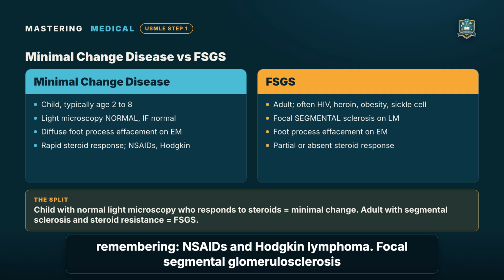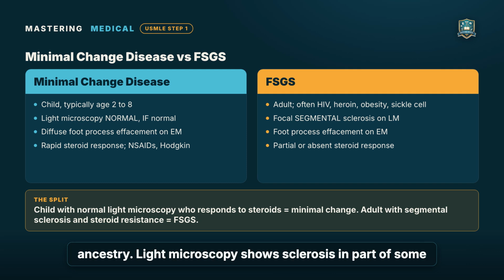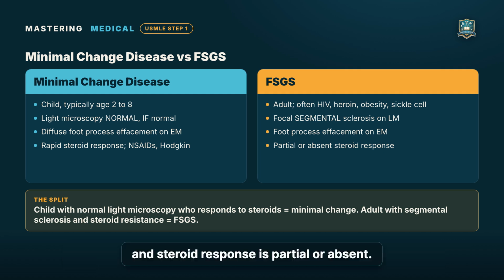Focal segmental glomerulosclerosis is more often the adult, and it carries associations: HIV, intravenous heroin use, severe obesity, sickle cell disease, and higher risk in patients of African ancestry. Light microscopy shows sclerosis in part of some glomeruli, which is exactly what focal and segmental mean, and steroid response is partial or absent. Now the practical rule.